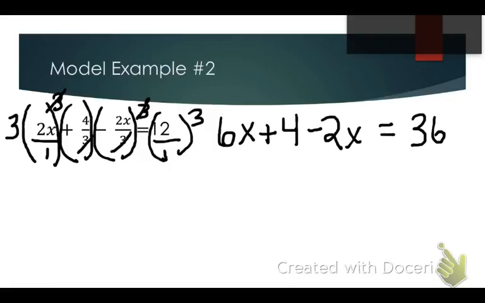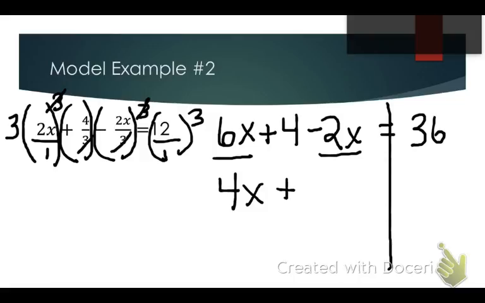Okay, so we got to keep working here. Our next thing that we're going to do is we're going to draw a line down the middle, and we're going to look and see if we need to simplify anything. Well, 6x minus 2x, those are like terms. 6x minus 2x is 4x. I'm left with 4x plus 4 equals 36.